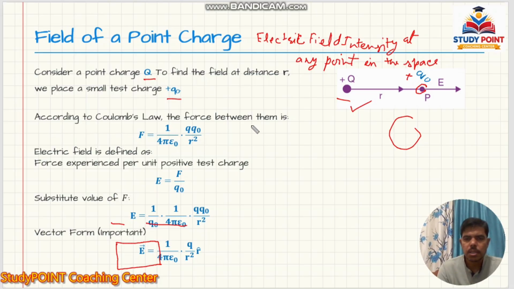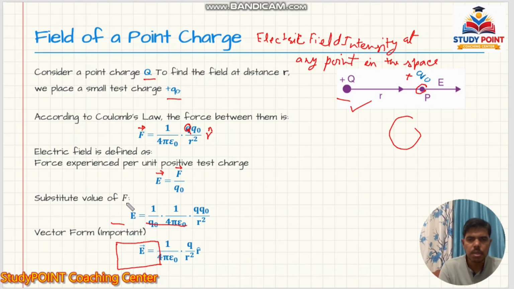According to Coulomb's law, the force of attraction or repulsion between them will be F equal to 1 upon 4 pi epsilon naught, q q naught upon r square, r cap. Electric field is defined as the force experienced per unit positive test charge. So, electric field will be F upon q naught.